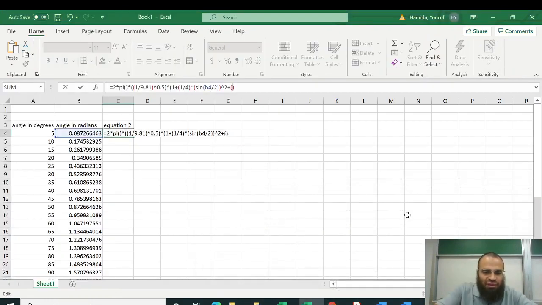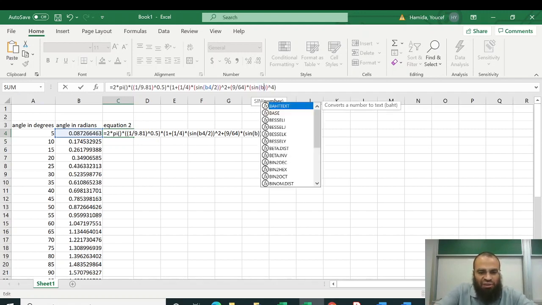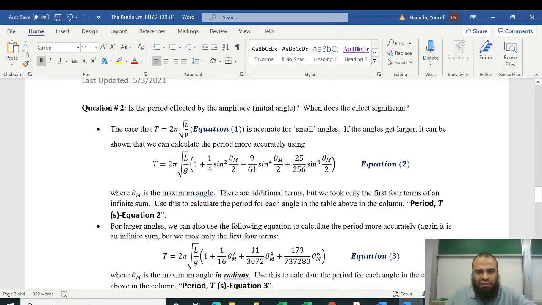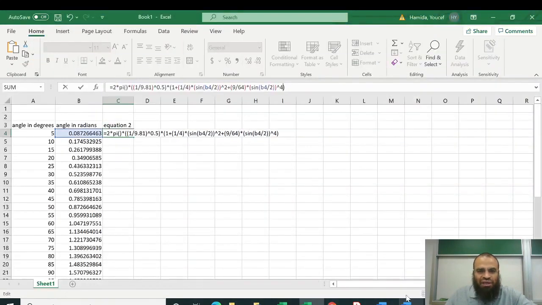So 9 over 64 times, and then sine to the 4th. I put open close parentheses to the 4th power, and sine of, well, again, it's B4, right? B4 over 2. B4 over 2, right? Because it's theta over 2. And then finally this one. By the way, it's an infinite series, so it keeps going and going.